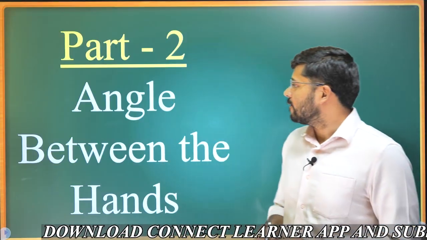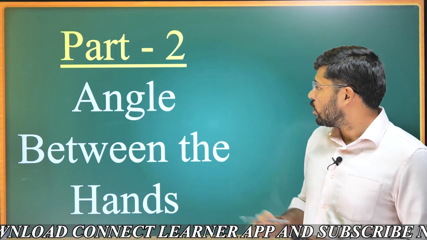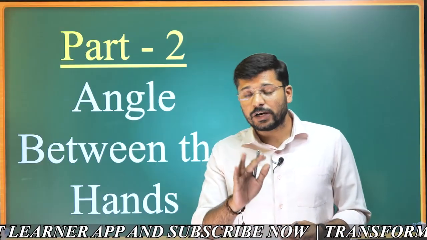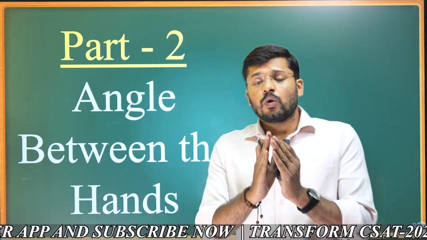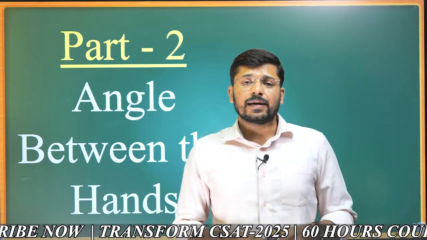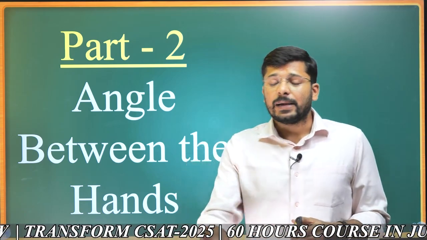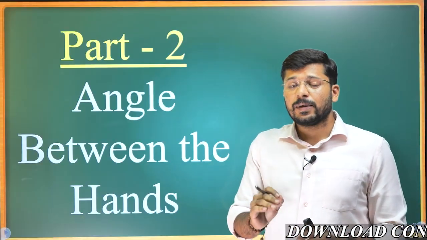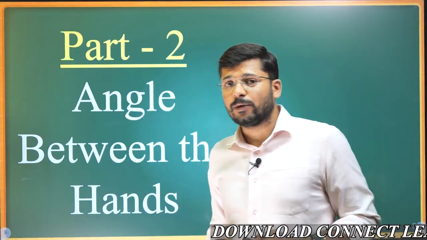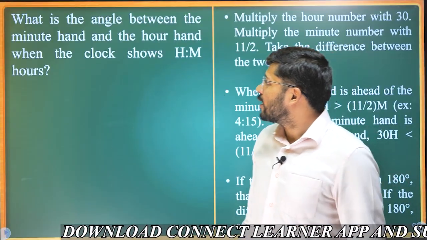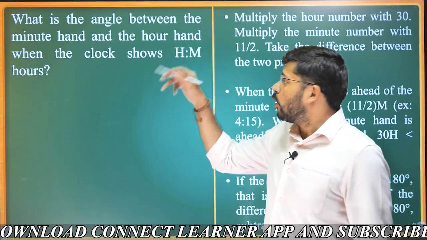In part 2, we will talk about angle between the hands. Now, in the concept of speed of the hands, we talked about what is the angle made by each hand. How much angle hour hand makes and how much angle minute hand makes. Now we will talk about the angle between them. Let me clarify with the first question, then you will understand it better. What is the angle between the minute hand and the hour hand when the clock shows HM hours?